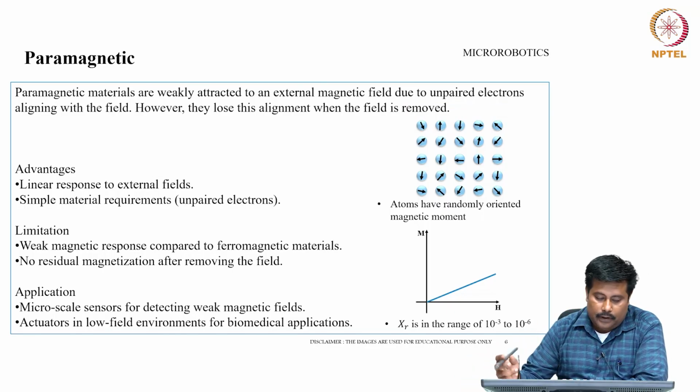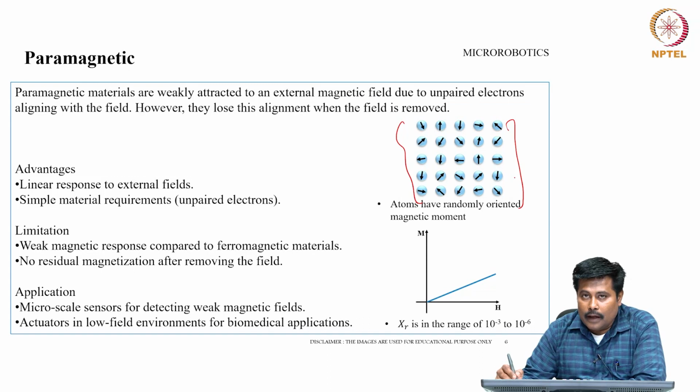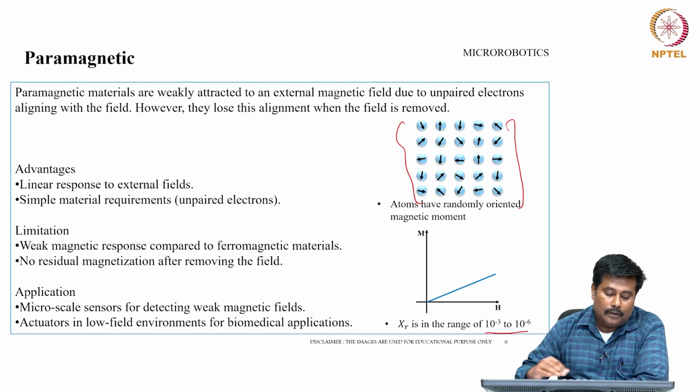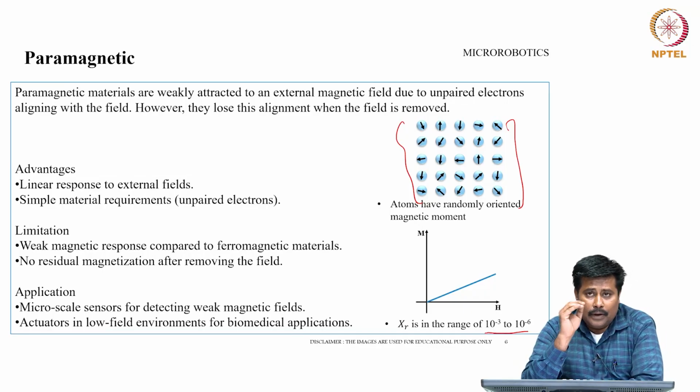Here the figure shows that the atom has a randomly oriented magnetic moment. You can align it by applying an external magnetic field, so that you can align the domains based on your requirement. The χr is in the range of 10 power minus 3 to 10 power minus 6. From an advantages point of view, it has a linear response to external fields. It is a simple material, basically requiring an unpaired electron.